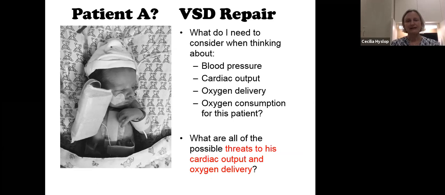So patient A is a patient with a VSD. And what do I need to think about when thinking about blood pressure, cardiac output, oxygen delivery, and oxygen consumption for this patient? So what are all the possible threats to his cardiac output and oxygen delivery? And so we've identified some of those.